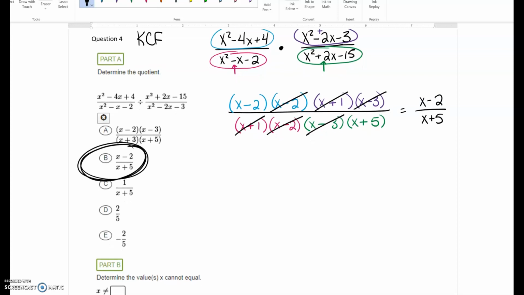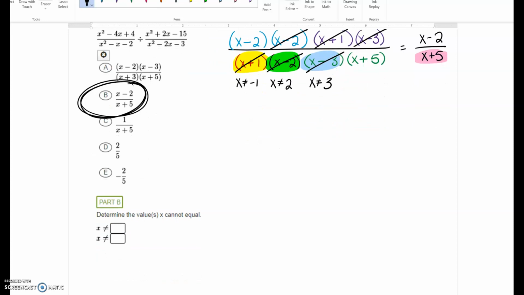Determine the values that x can't equal. Remember, you are looking at the factors that you crossed off. Okay, we can look at this answer and say, well, obviously, x can't be -5. But what we don't know is the factors that have been crossed off from the original problem. So if x plus 1 was an original factor in the denominator, x can't equal -1. X minus 2 was crossed off, so x can't equal +2. And x can't equal 3.